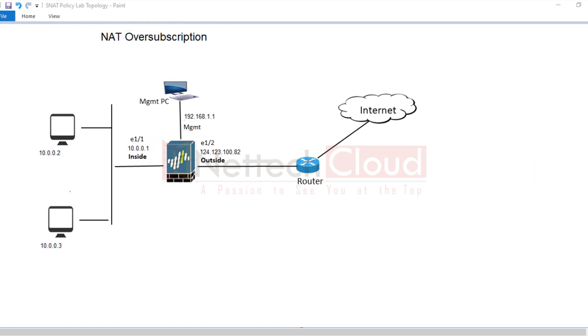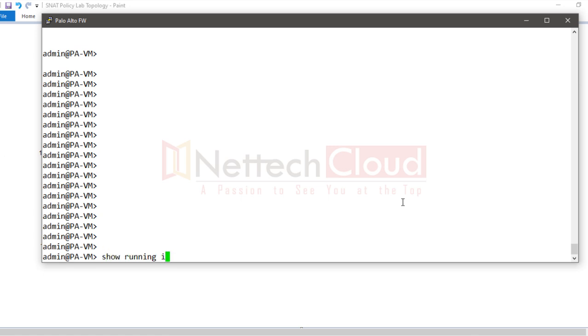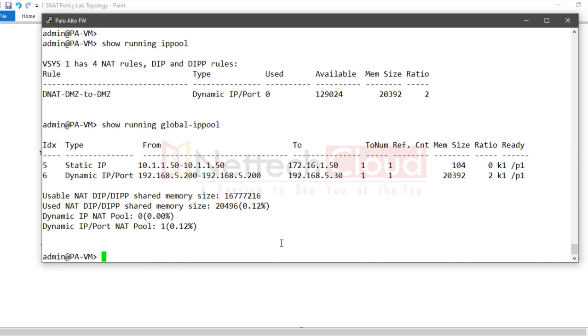So very quickly I'm going to show you the command here. If I run the command show running IP pool, and see here, 129024, right? And the ratio is what? The ratio means the oversubscription rate is 2, and it is only applicable to dynamic IP and port translation. So dynamic IP and port rules here, right? 129,024, and if I run another command, the uses.